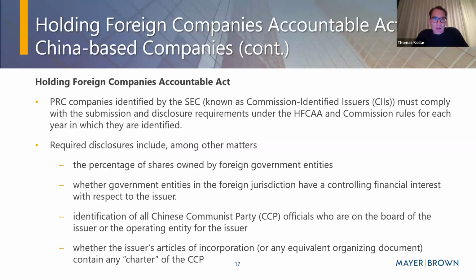But just as a bit of review, PRC companies identified by the SEC, known as Commission Identified Issuers or CIIs, must comply with submission and disclosure requirements under the HFCAA and Commission rules for each year in which they are identified. Now, the required disclosures include, among other matters, the percentage of shares owned by foreign government entities, whether government entities in the foreign jurisdiction have a controlling financial interest with respect to the issuer, identification of all Chinese Communist Party officials who are on the board of the issuer or the operating entity for the issuer, and finally, whether the issuer's articles of incorporation or an equivalent organizing document contain any charter of the Chinese Communist Party.